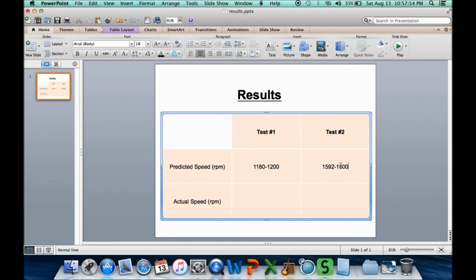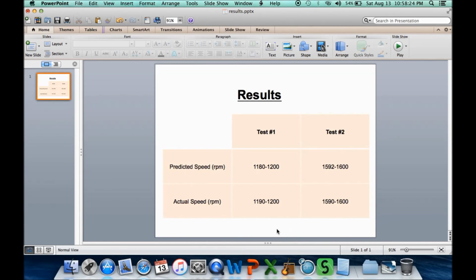That is my prediction. So, I will now ask the official numbers. For test number 1, what was the actual measured speed? Between 1190 and 1200. Look at that. And for test number 2? Between 1590 and 1600. Look at that. You couldn't ask for a better result.